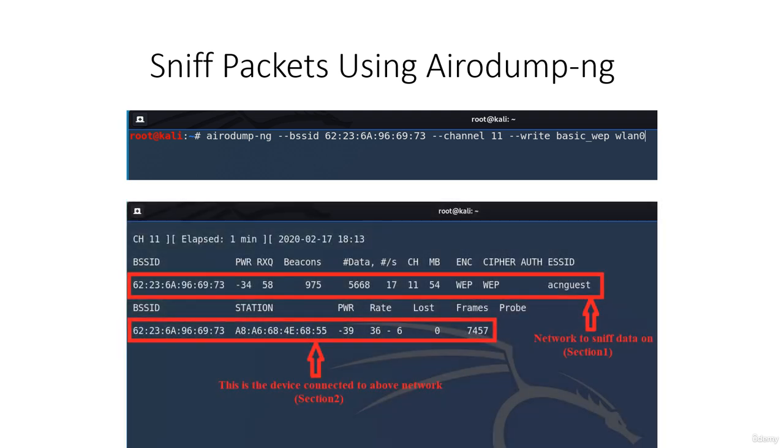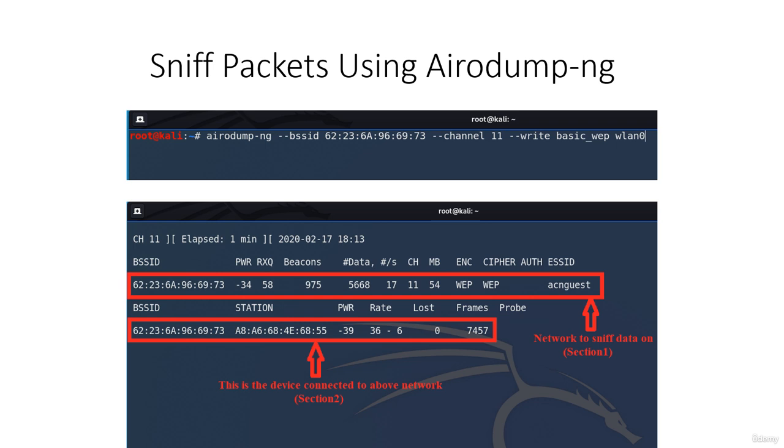After this it will show up like this. Now we have a file named basic web-01 which contains the captured data, and airodump-ng automatically appends the 01 to the file name. There are multiple files created with different extensions, but the main file is basic web.cap, which contains all the captured data. This file contains every URL, username, password, chat messages and all of those, but the main problem is that all the data is encrypted.